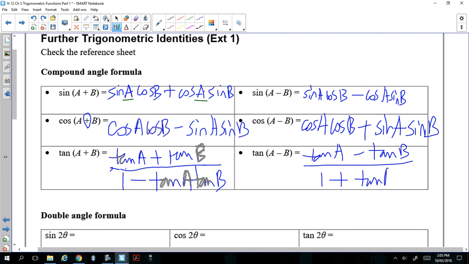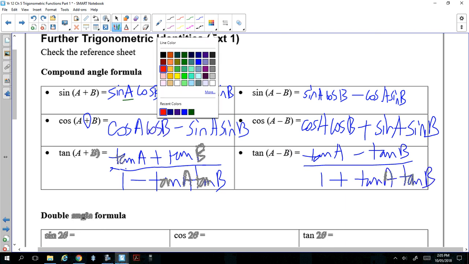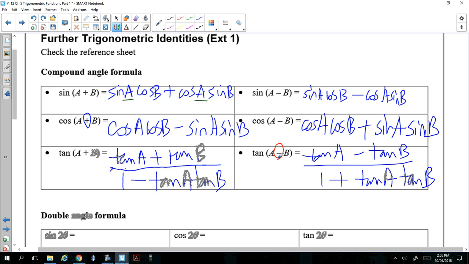Now notice that for tan, the minus matches with this minus here, whereas this one, the plus matches with this plus. And for both formulas, the numerator is plus, the denominator is minus. If the numerator is minus, the denominator is plus. So it goes like that. Okay, these are the formulas.